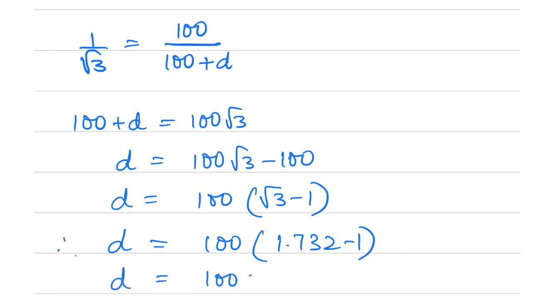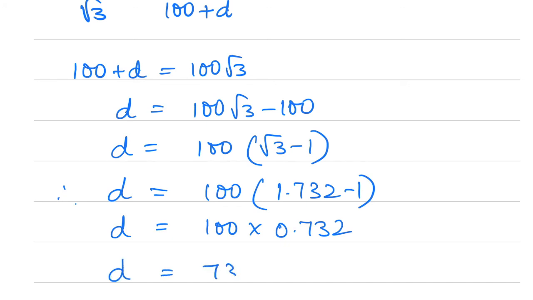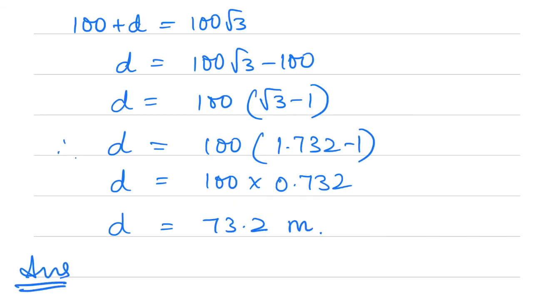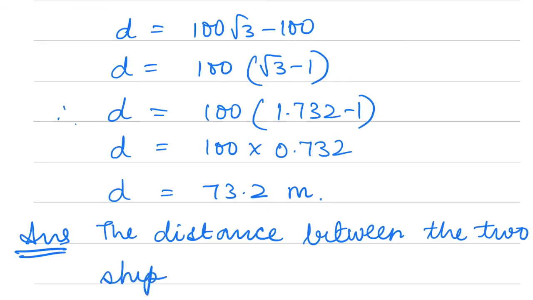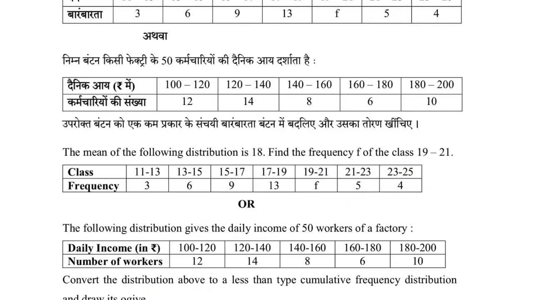So D is equal to 100 into 0.732. So D is equal to 73.2 meter. So therefore, the answer: the distance between the two ships is 73.2 meter.